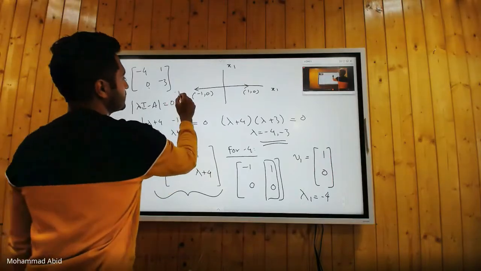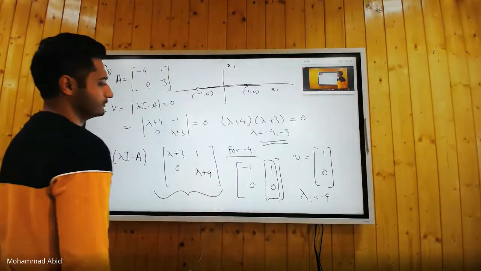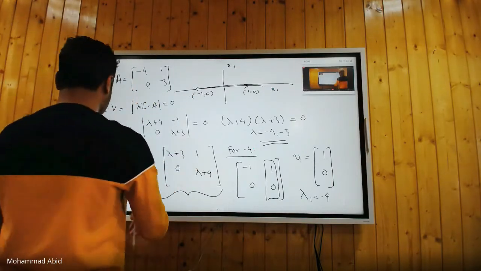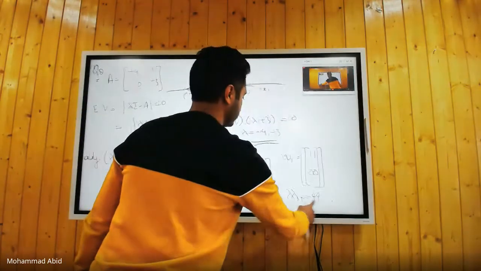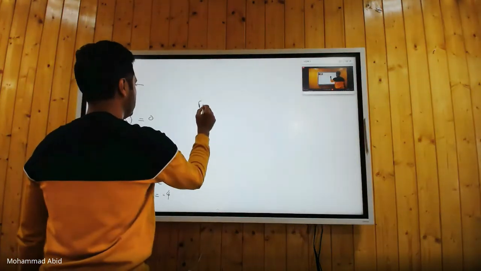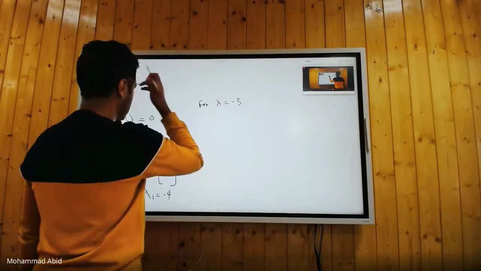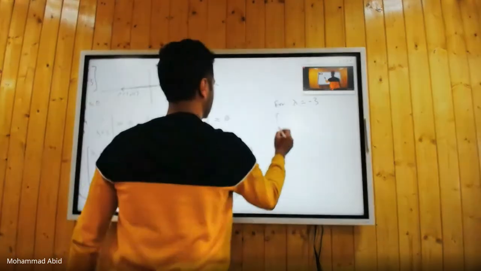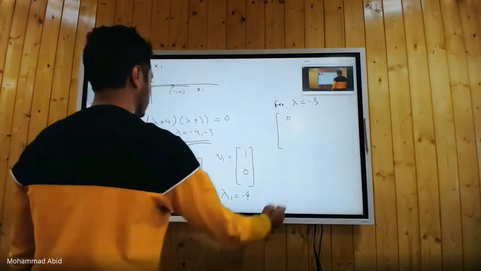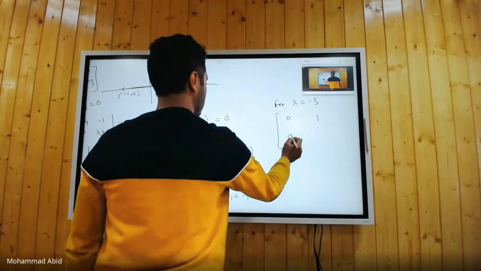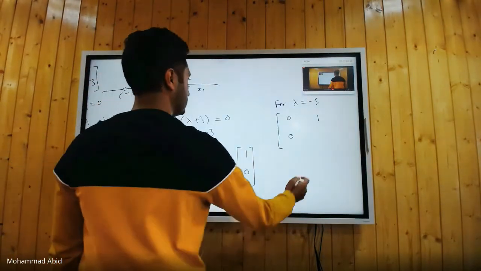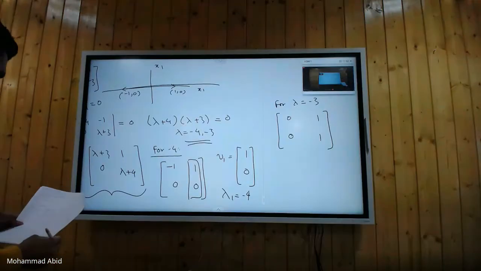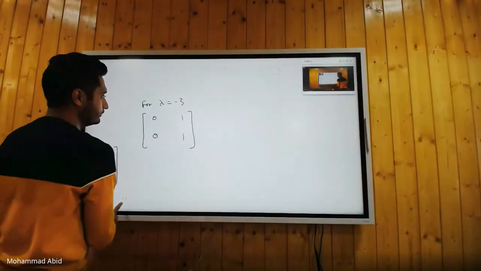So again, it's the same direction, whatever you take. That's the meaning of you take any column. Okay, substitute now the second eigenvalue, lambda equal to -3. For -3, it becomes 0, 1, 0, and 1. Okay. Again, take any column.